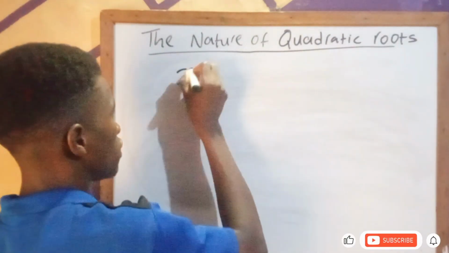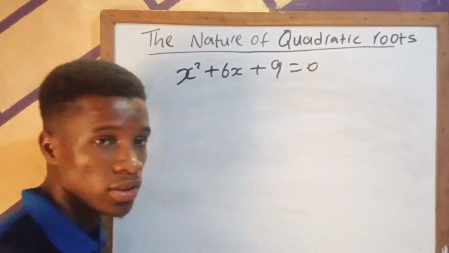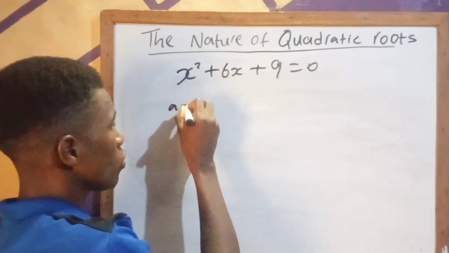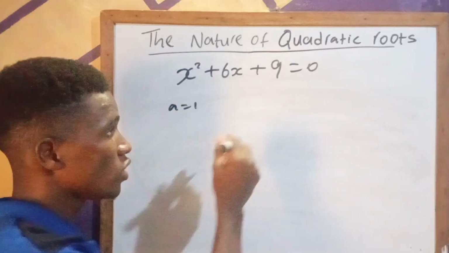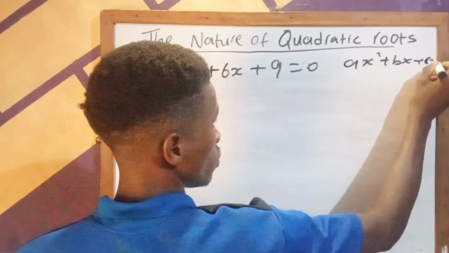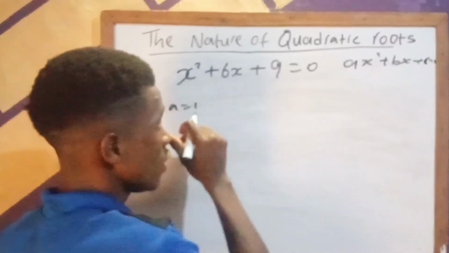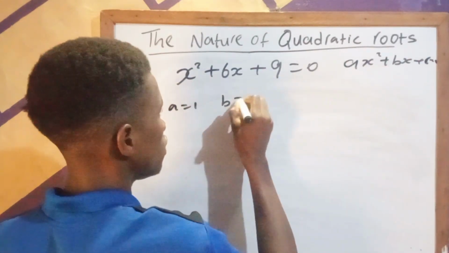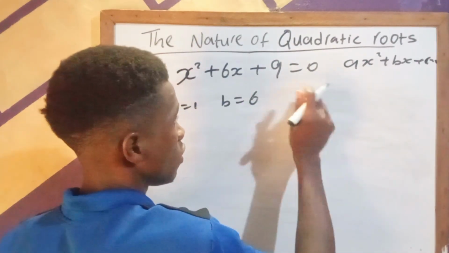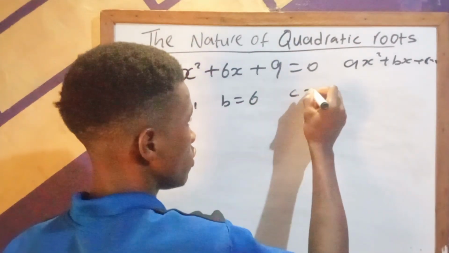So if we have a quadratic equation like this, x squared plus 6x plus 9 equal to 0, first of all, let's check the discriminant. The coefficient of x squared here is what? 1. a is equal to 1. What we are doing here is comparing it to the general form, ax squared plus bx plus c equal to 0. So the coefficient of x squared, which is a, is 1. Then the coefficient of x, which is b, is 6. Then the constant term, c, is 9.